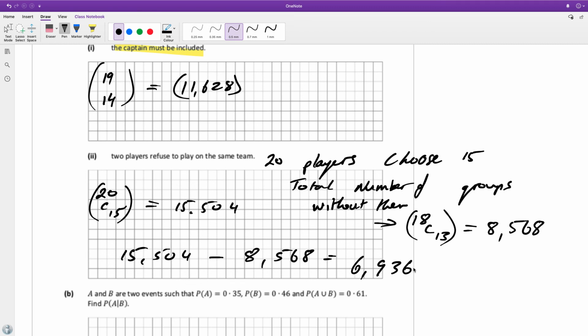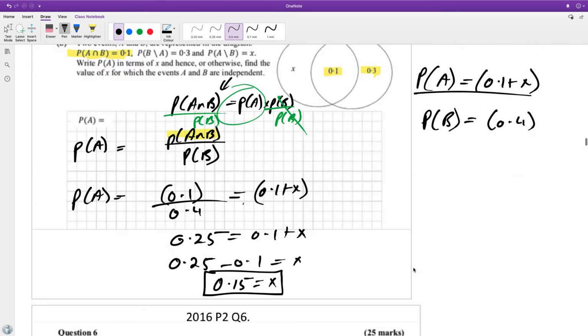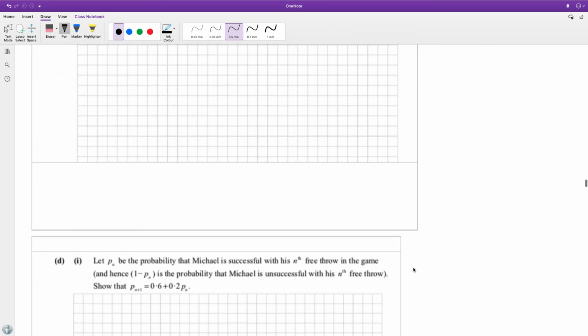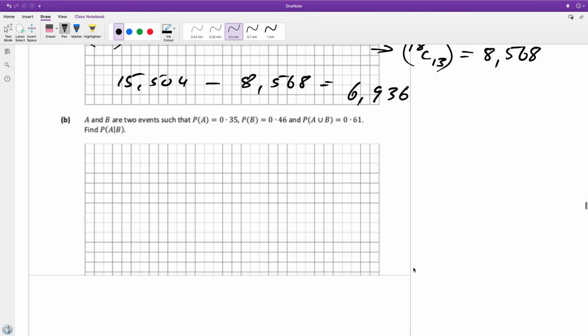Right, the next bit of the question. A and B are two events such that the probability of A is equal to 0.35, the probability of B is equal to 0.46, and the probability of A union B is equal to 0.61. Right, give me the probability of A given B. See who was paying attention the last hour. Off you go.